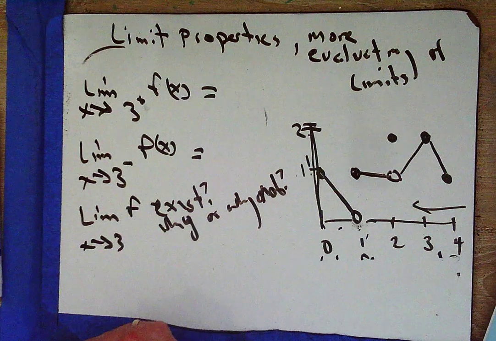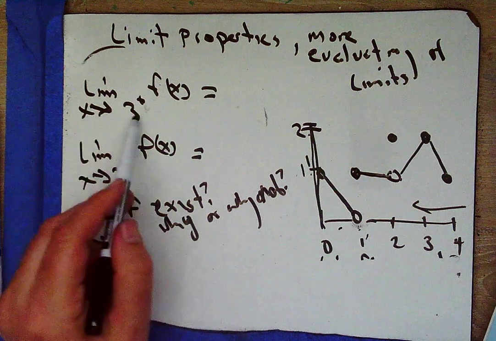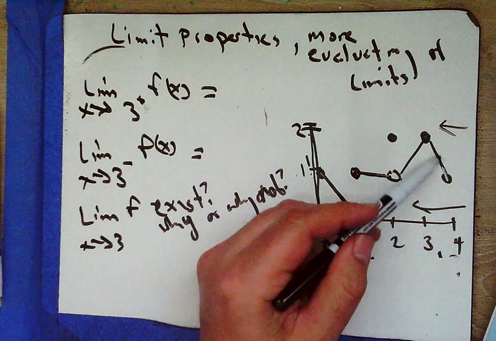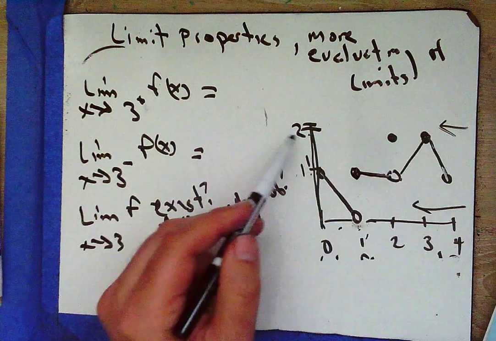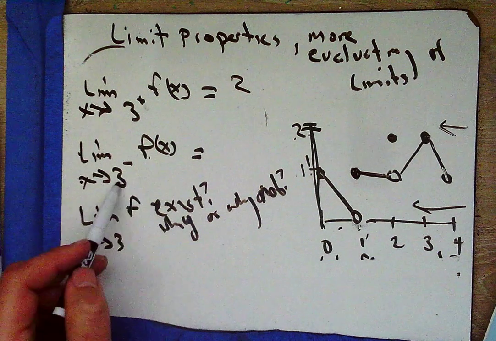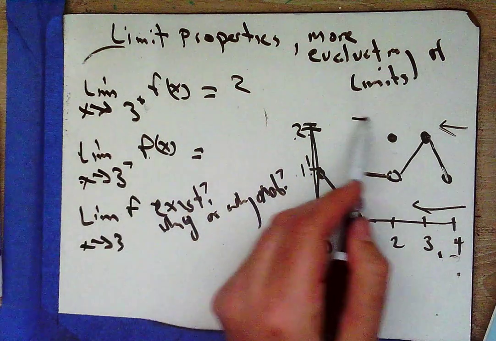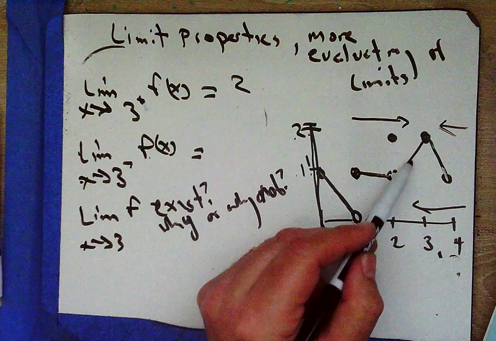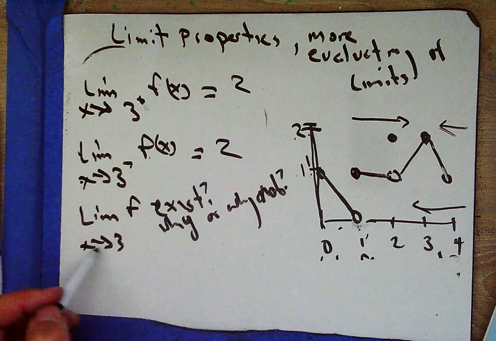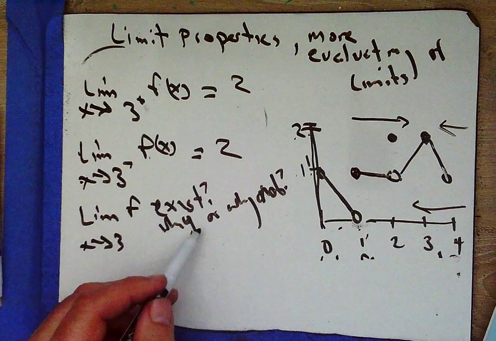Okay, well, let's see what we can say. The limit as x approaches 3 from the positive side. So as I come in from this direction, what y value am I approaching? A y value of 2. The limit of f of x as x heads to 3 from the negative side. As we come in from this side, what y value are we approaching? 2. Does the limit as x approaches 3 of f of x exist?